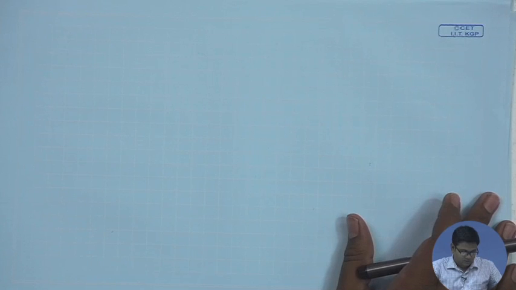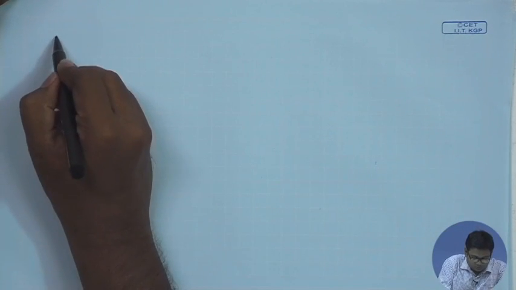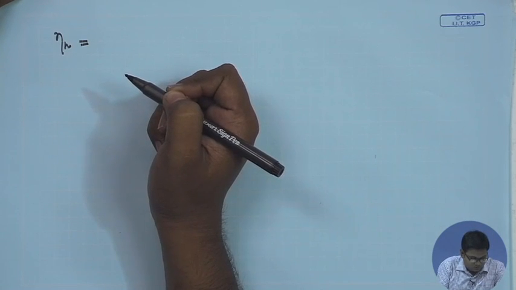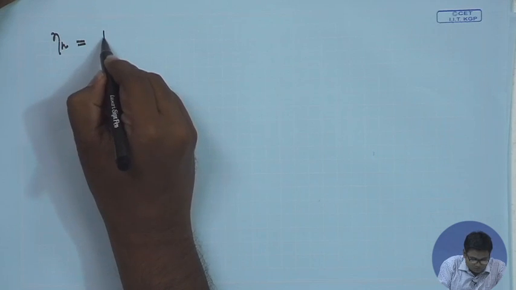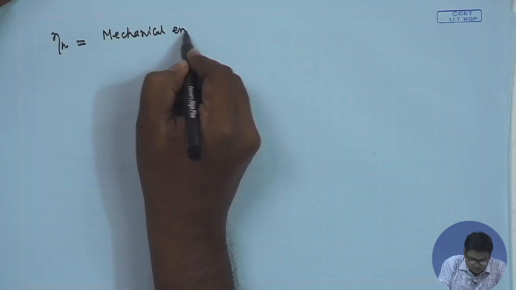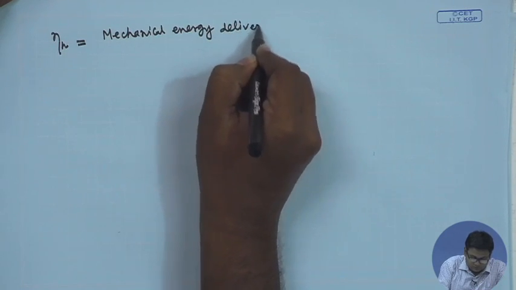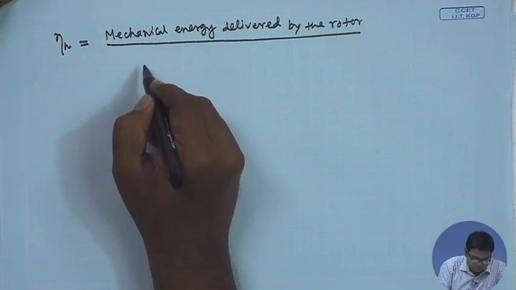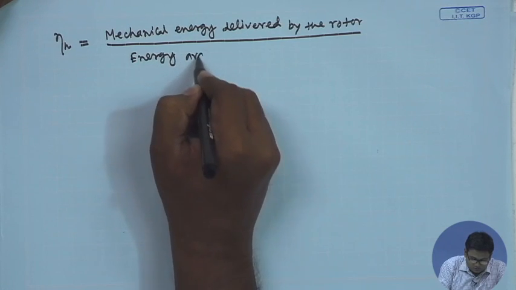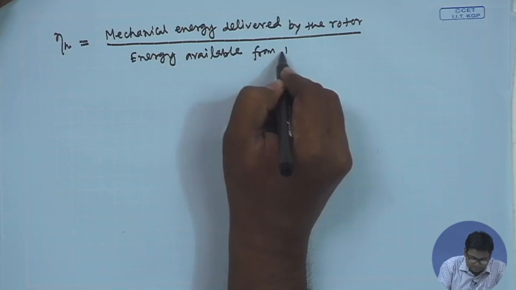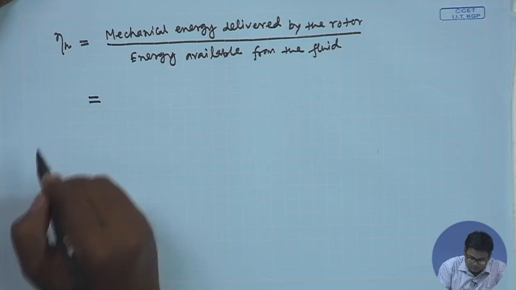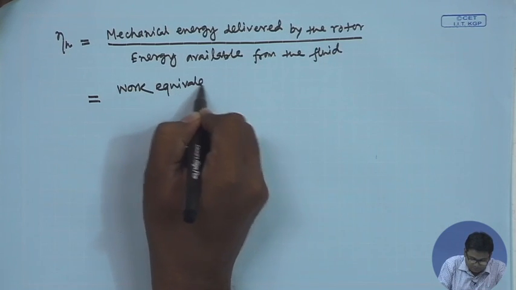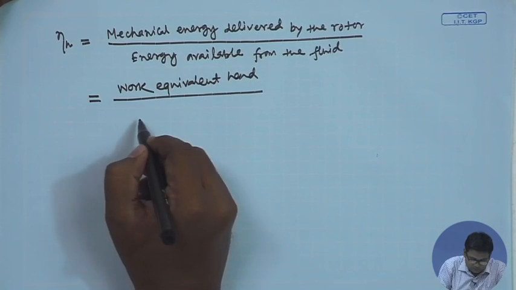Now, let us first write the definition of hydraulic efficiency. So, hydraulic efficiency can be defined in this way. It is the ratio of mechanical energy delivered by the rotor over the energy available from the fluid. This definition can also be given in terms of head, which is the work equivalent head, over the available head.